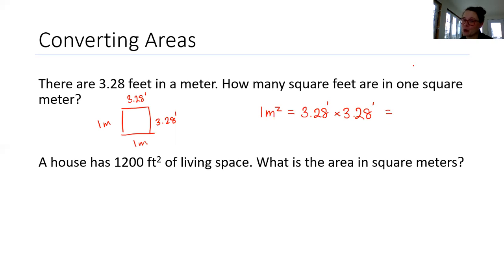How many square feet are in 1 square meter? This is 1 meter by 1 meter. 1 times 1 gives us our 1 meter squared. 3.28 times 3.28, those are both equal to a meter. So we multiply them together and we find that you get 10.76 square feet. This is not a memorized one, not one you need to know. If it was feet to yards, that would be a good one to have memorized. So 1 square meter is equal to 10.76 square feet.